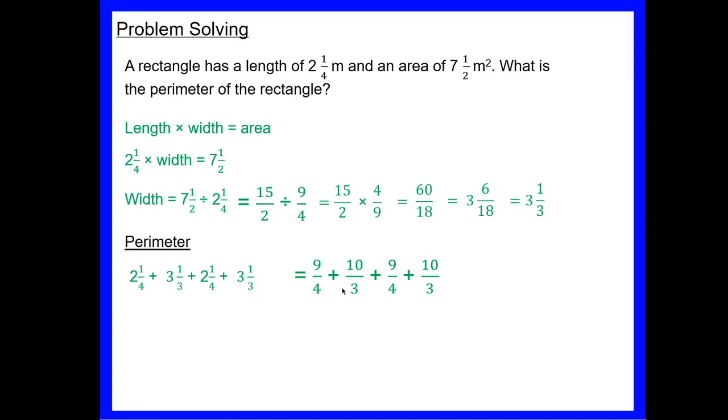Okay, now let's try adding them. So we can add the 9/4 with the 9/4 and the 10/3 with the 10/3, which gives me 18/4 plus 20/3. Now again, to be able to add, I need the same denominator. So we look for the lowest common multiple of 3 and 4, which is 12. So we get 54/12 plus 80/12. Add the numerators, which gives me 134/12, and then either simplify or change to a mixed number first. So we've got 11 2/12, and I can simplify the 2/12 to 1/6. So our answer is 11 1/6 meters.